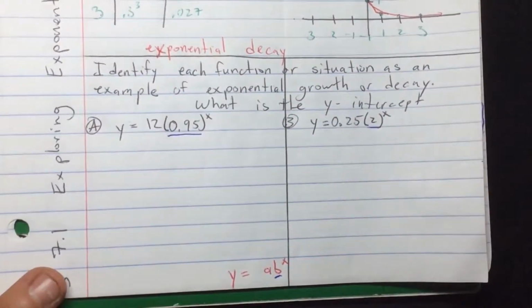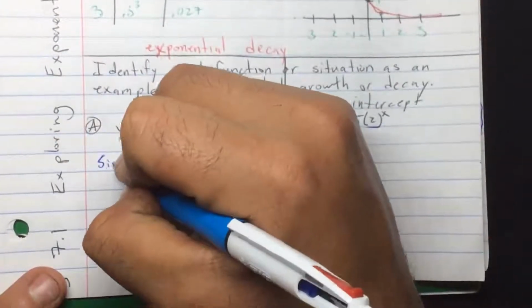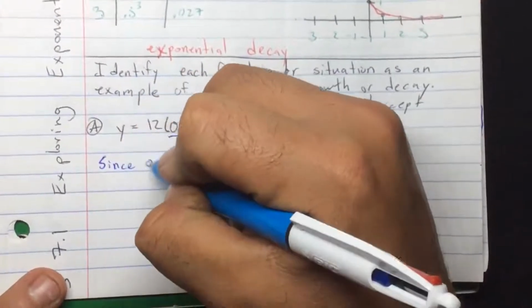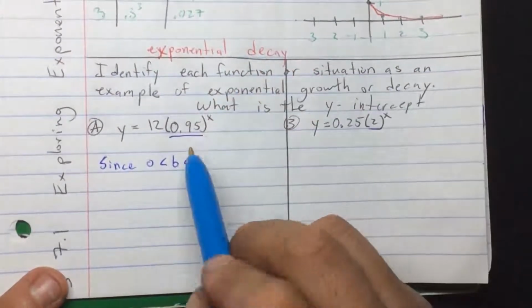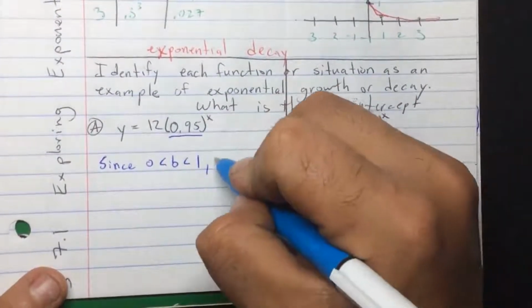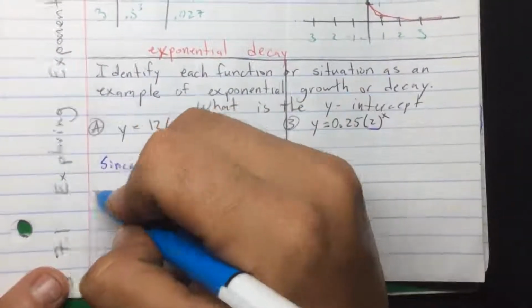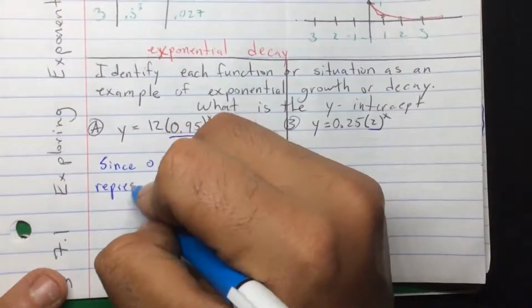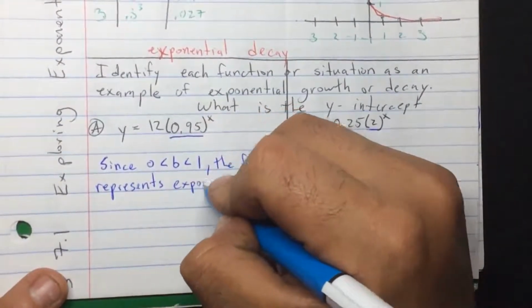So according to our definition, since 0 is less than b, which is less than 1, because 0.95 is between 0 and 1, the function represents exponential decay.